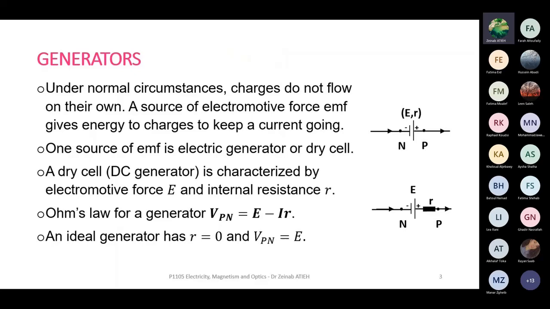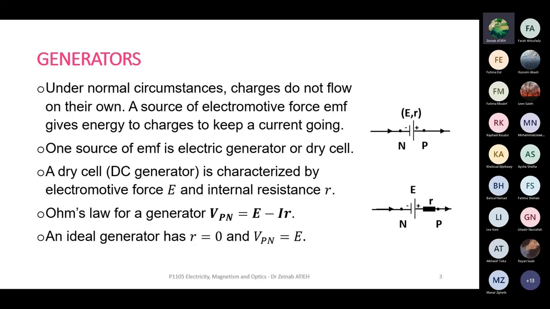Let's start with generators, okay? What is a generator? A generator is an electrical component whose job is to generate electric energy. It delivers electric energy. How does it give electric energy? It depends. It may change chemical to electrical. It may change mechanical to electrical, meaning I'm doing some kind of motion, and from this motion, I'm creating electric energy. So this is a generator.